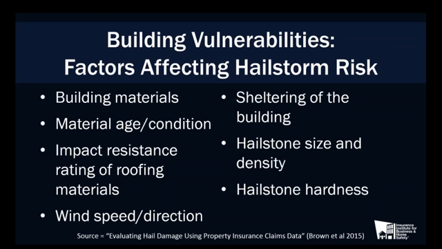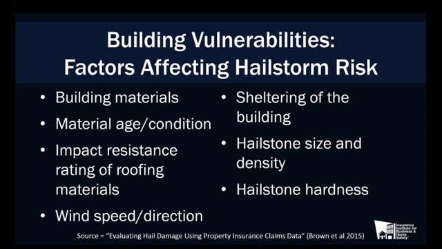So if we look at this list here, these are some of the factors that we've identified that affect hailstorm risk at a particular location or a particular property. Some of them are dependent upon the building itself, such as the materials, the age and condition of those materials, how well maintained they are, whether or not there's an impact-resistant roof. But some of the factors are more environmental and things that you can't control, such as the wind speed and direction for a storm, the hailstone size and density, and the hailstone hardness. Those are obviously storm dependent, so there are really no controls you as a person can have on those.